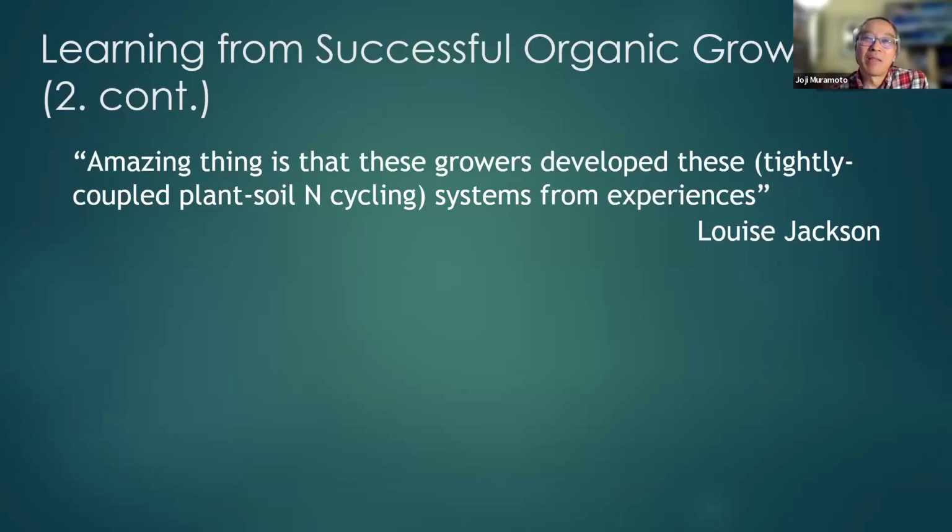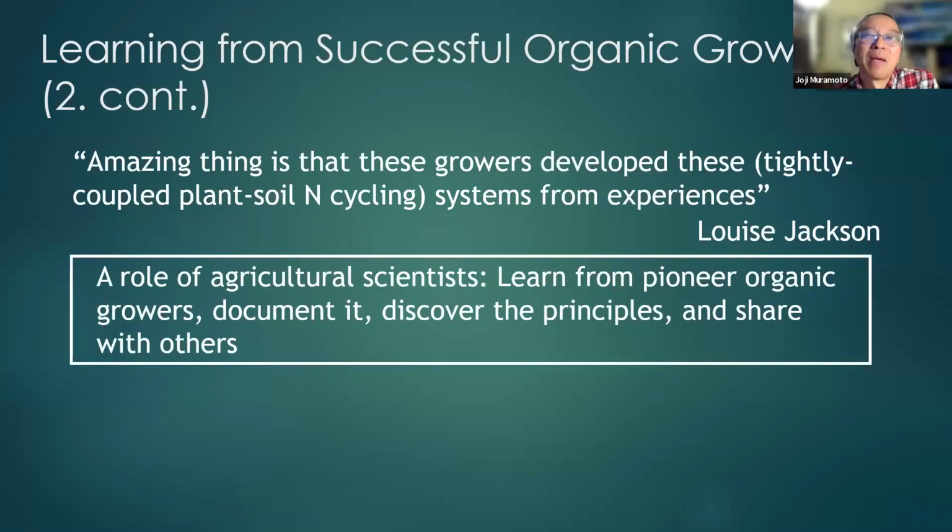This system was not developed by scientists, but by organic growers. They came up with this system by their experiences. That's very important. So probably an important role of agricultural science is to learn from pioneer organic growers, document it, discover the principles, and share with others.